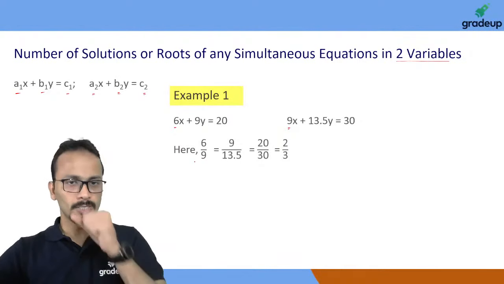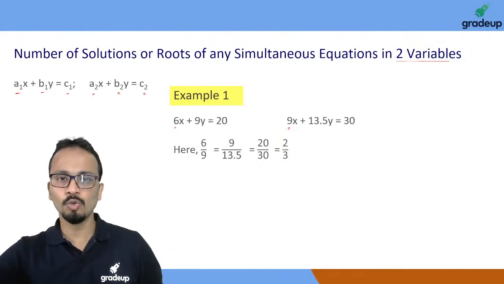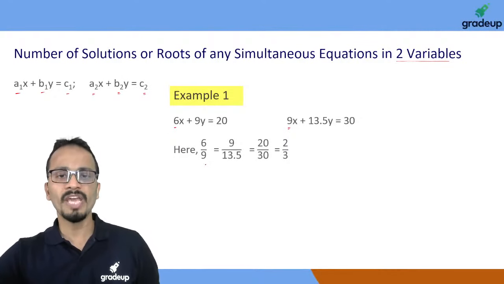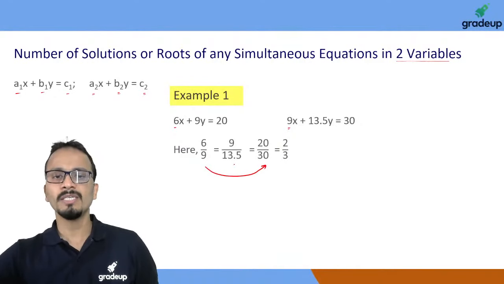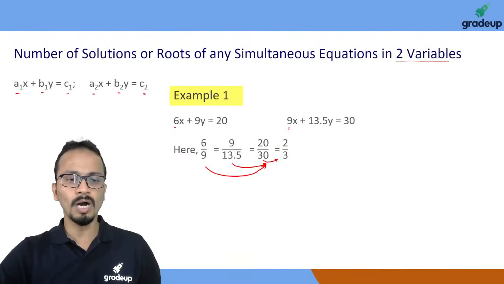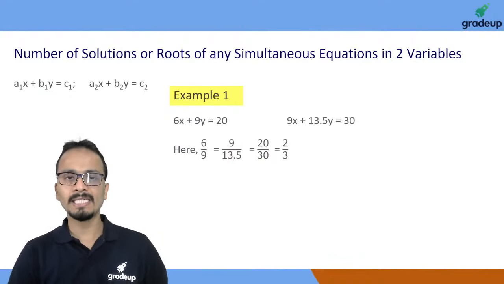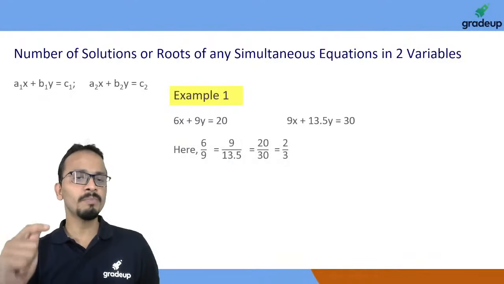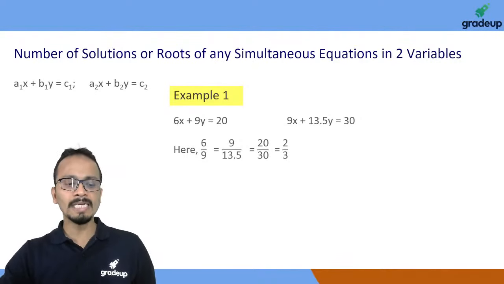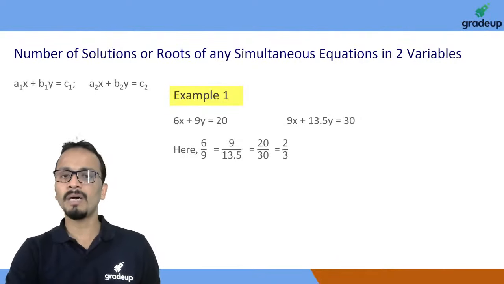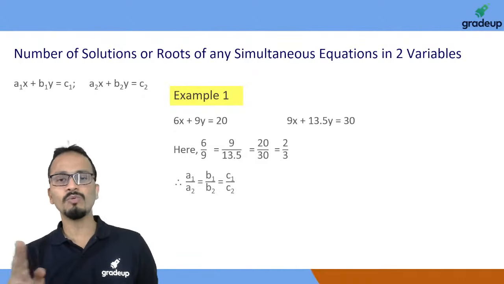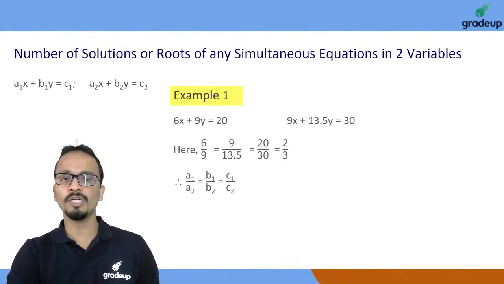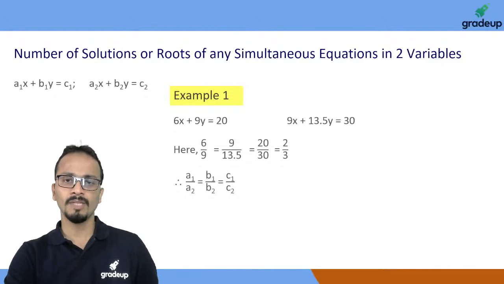So if you look at the ratios of the coefficients, a1 upon a2, which is 6 upon 9, is equal to 2 by 3. 9 upon 13.5 is also equal to 2 upon 3, and 20 upon 30 is also equal to 2 upon 3. So I can say that the ratios a1 upon a2, b1 upon b2 and c1 upon c2, all three of them are equal. So a1 upon a2 equals b1 upon b2, which is also equal to c1 upon c2.